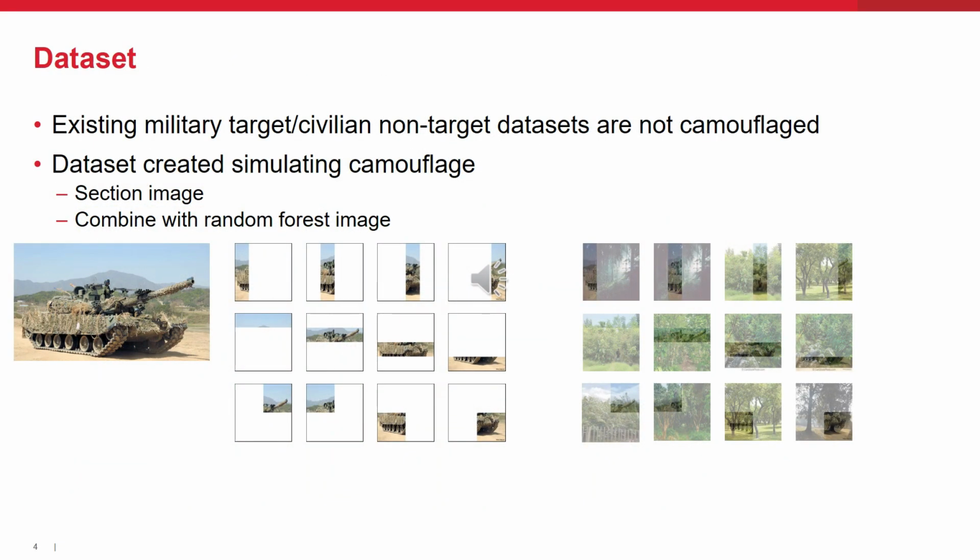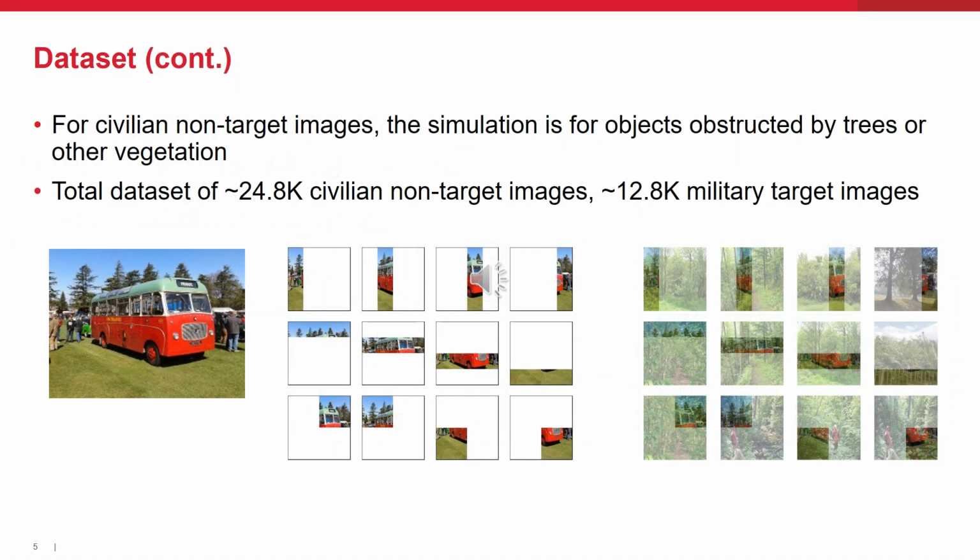Each image was sliced into 12 pieces, and those 12 pieces were combined with a random forest image. Where the two images overlap, the pixel intensity is 50% from each image. Where there's no overlap, it's 100% of the forest image. The same process of sectioning and combining with a random forest image was followed for civilian objects as well. The total dataset used for this project ended up being 24.8K civilian non-target images and 12.8K military target images.